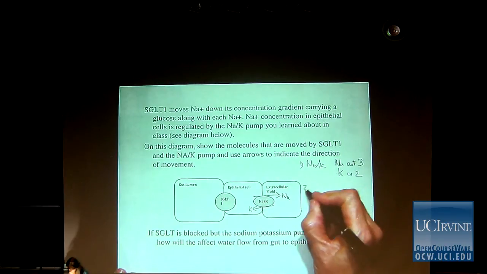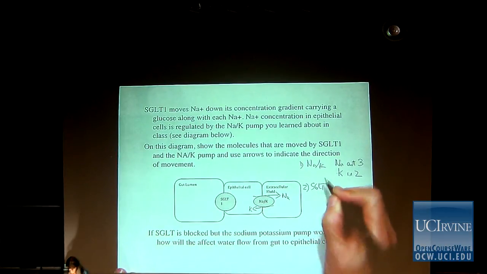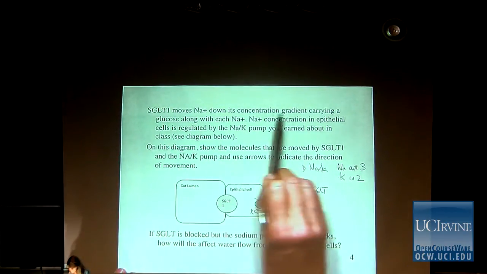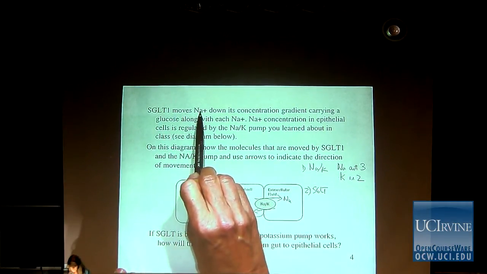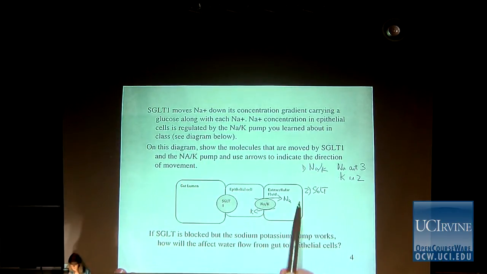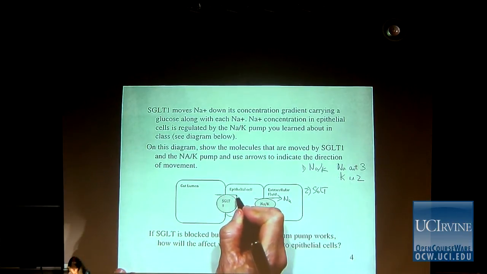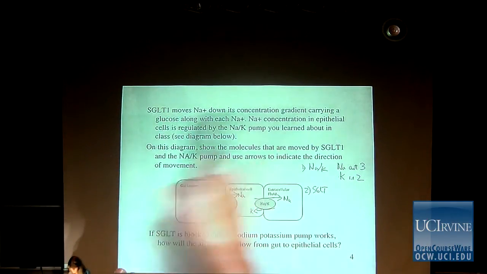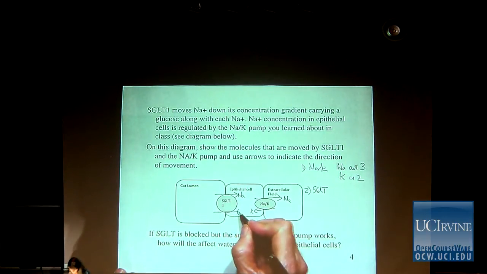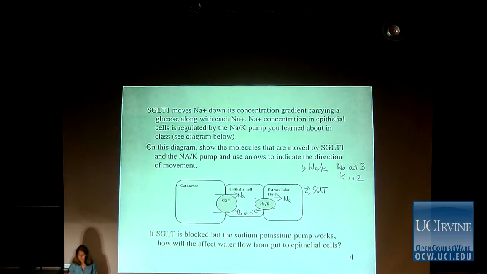Okay, next one is SGLT. It tells me that it carries glucose, it moves sodium ions down its concentration gradient, and we're pumping sodium out here, right? So which direction do you think sodium is going to be moving? Into the cell. And what else is coming with it? Glucose, because I told you that. It said here, it's carrying a glucose. Okay, so now you've gotten the 4 points from this.